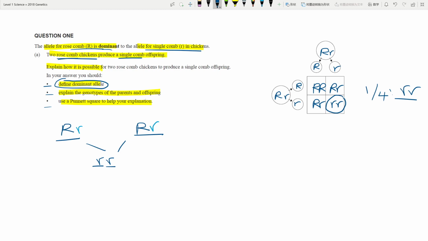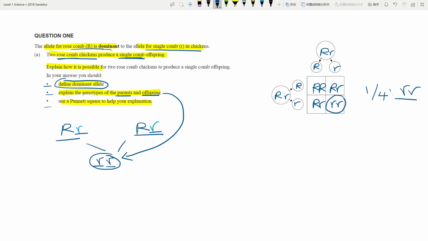Okay, so define the dominant allele. The dominant allele is the allele that is always displayed. Yes, both of these parents have the recessive allele, but it is overshadowed by the dominant allele, so it won't be physically displayed. Now the genotypes of the parents of the offspring: the offspring must be small r small r, because it has a single comb phenotype, a physical characteristic of single comb. So the only possibility for that to show up is that it has both recessive alleles, both lowercase r's.